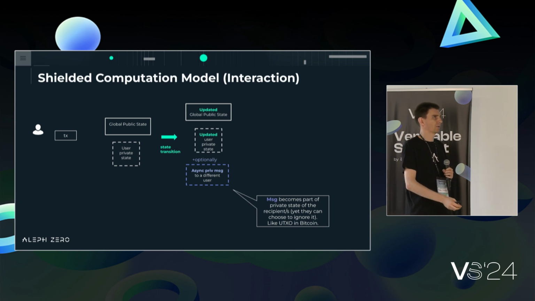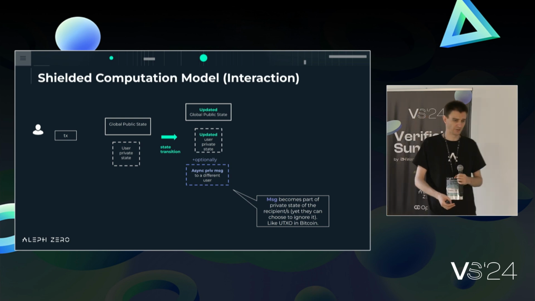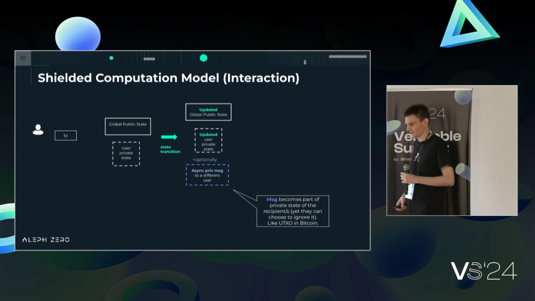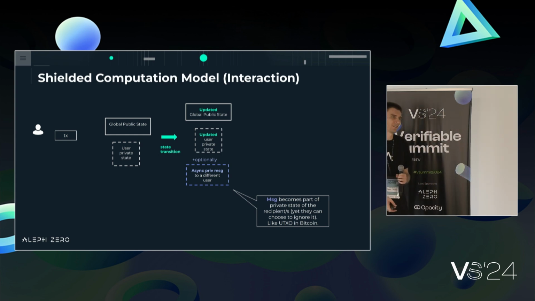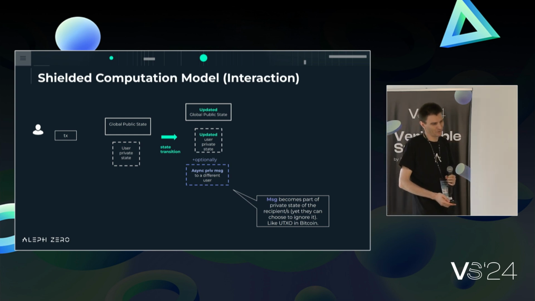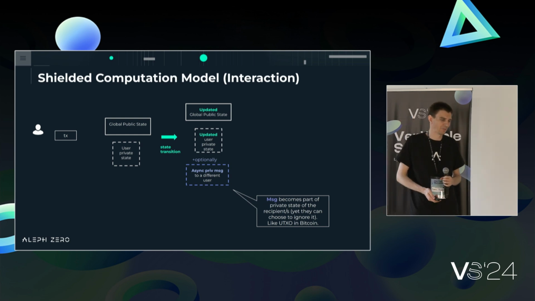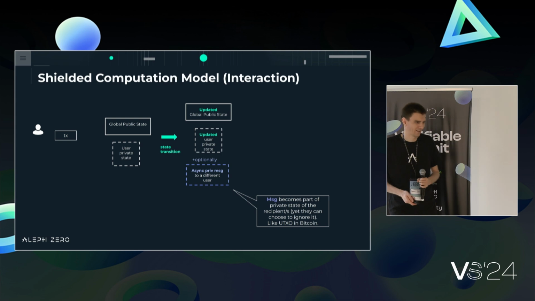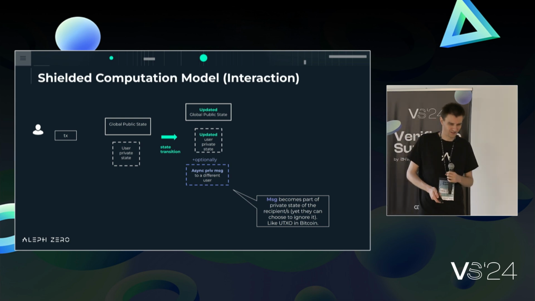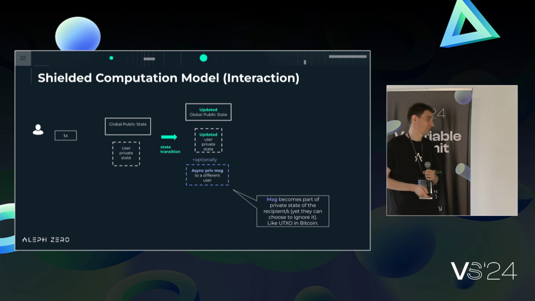You will send this private message to someone, they can spend it, they can add it, merge it into their state, but they don't have to, they can just ignore it. Similar with UTXO, you can just ignore that you got something from someone because you don't like it, and yeah, maybe it was something you weren't supposed to get. Anyway, this is exactly similar.